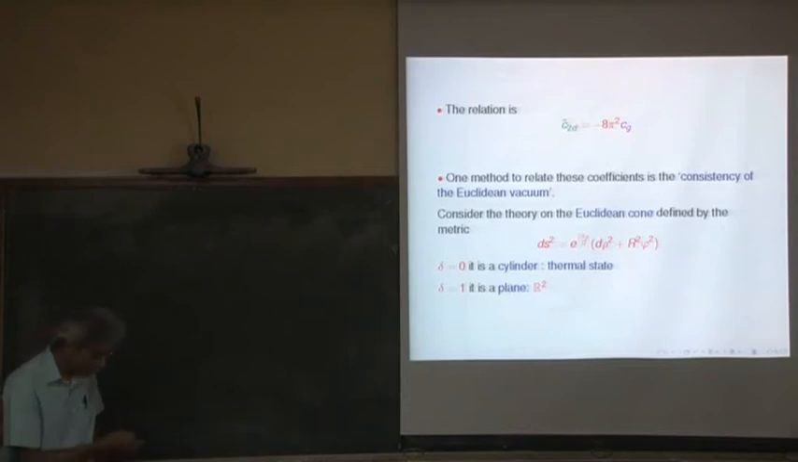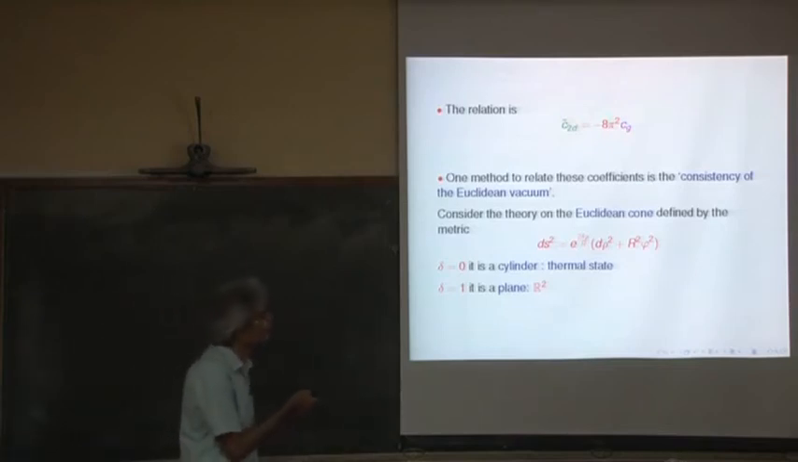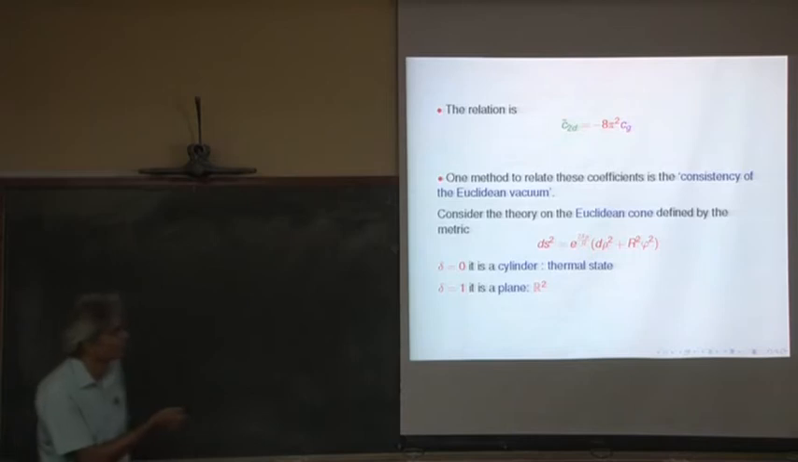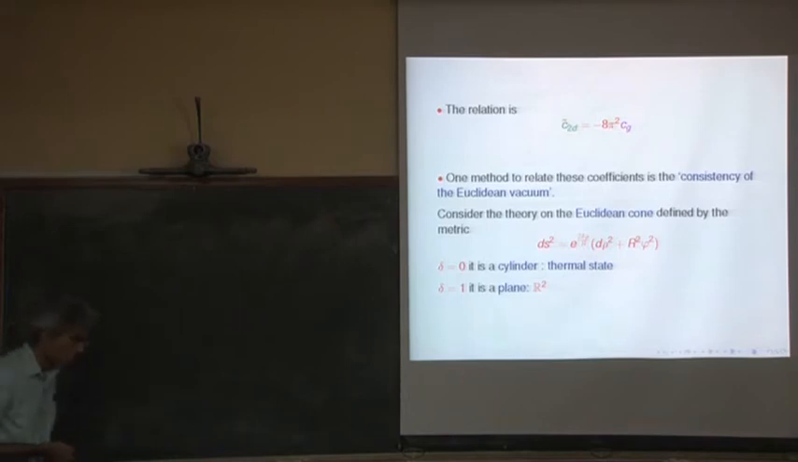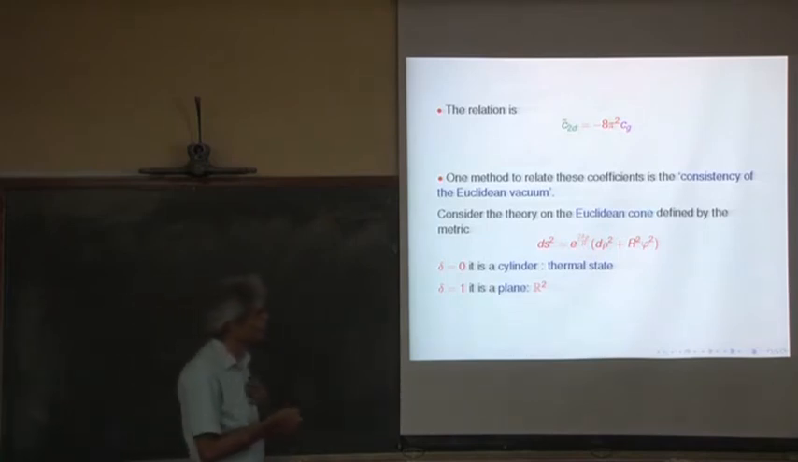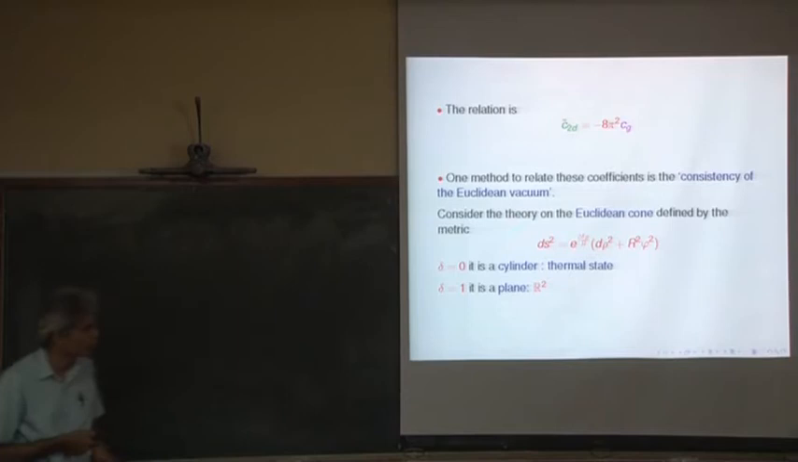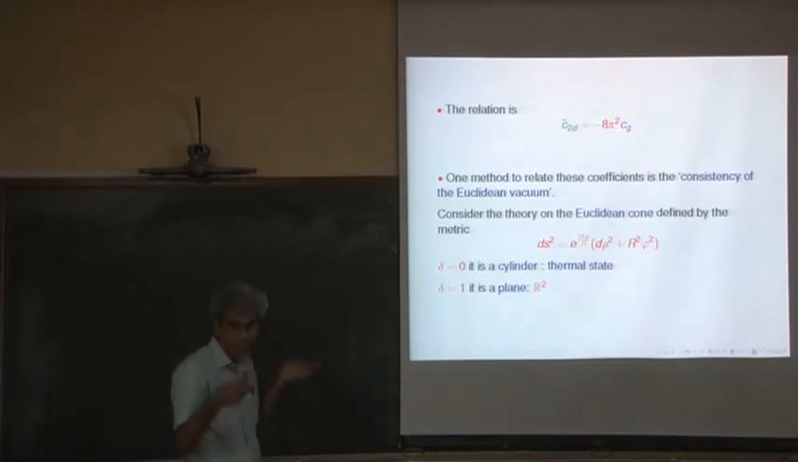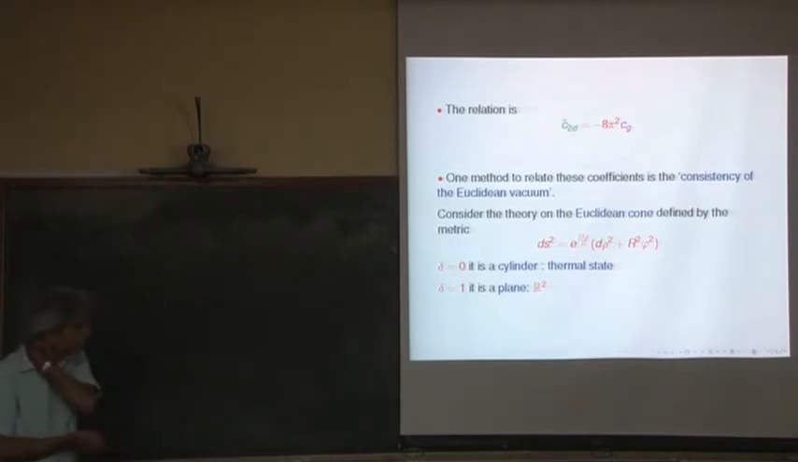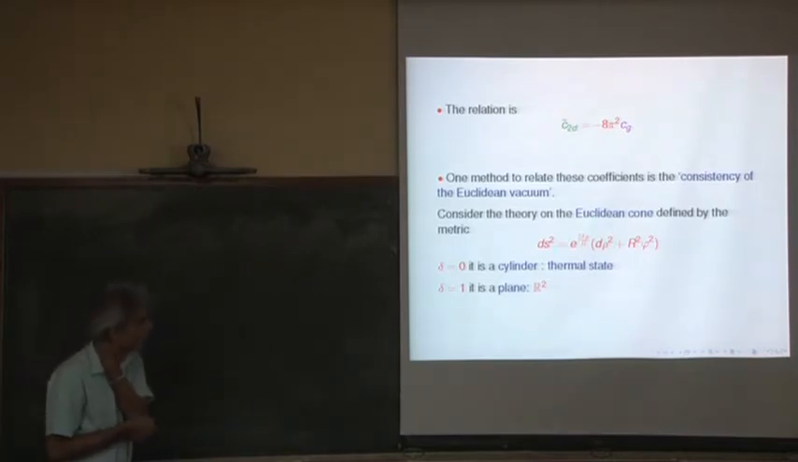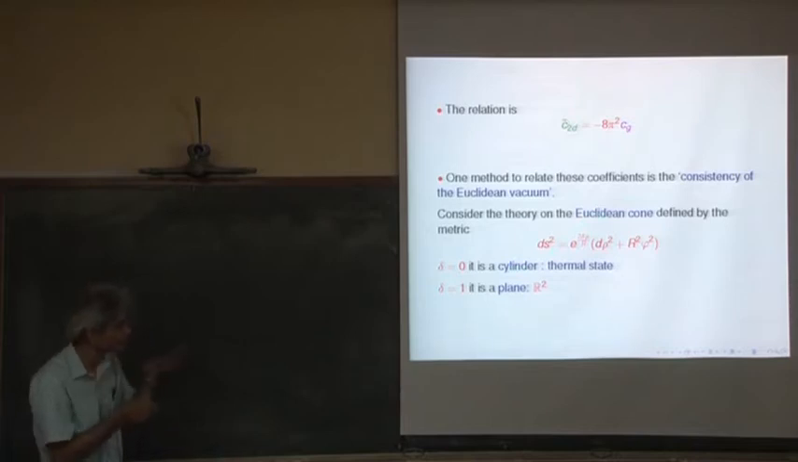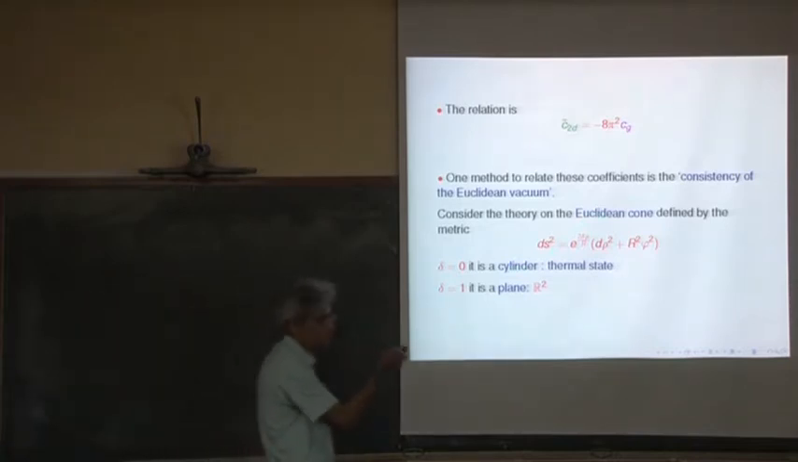And in fact, the relation has been found, of course. The relation is this: C tilde 2D is minus 8 pi squared times the gravitational anomaly coefficient. And the method which was developed to find this is called the consistency of the Euclidean vacuum by Loganayagam and collaborators. So this is the method. Let me just recall the method for the audience, though we won't do it this way, just to recall the history. How do you establish such a relationship?